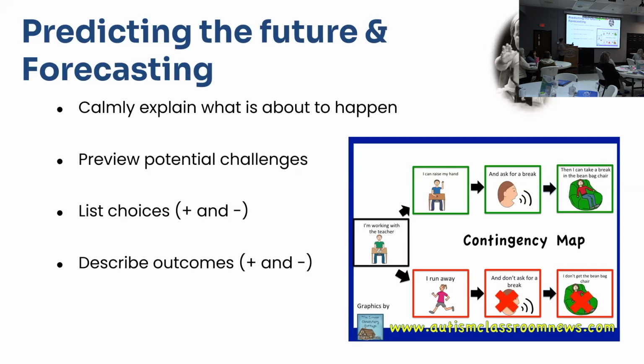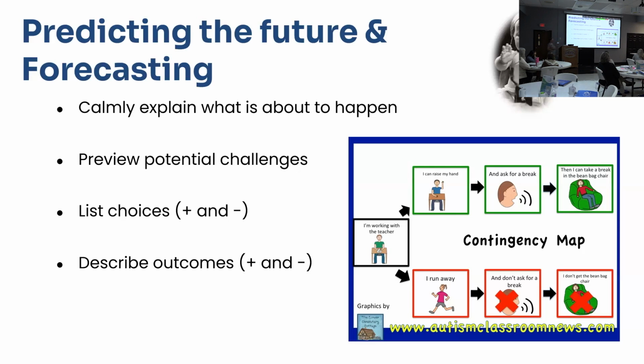So in this case, when I'm working with the teacher, the behavior that the student is engaging in, they're running away. They didn't ask for a break. So they did not get access to the beanbag chair, which was what they were running away to, right? The top is the pathway of how do they get what they want? How can I get to the beanbag chair? Well, if they want to get to the beanbag chair, then when they're working with the teacher, I can raise my hand and ask for a break. Then they can get a break in the beanbag chair, right?